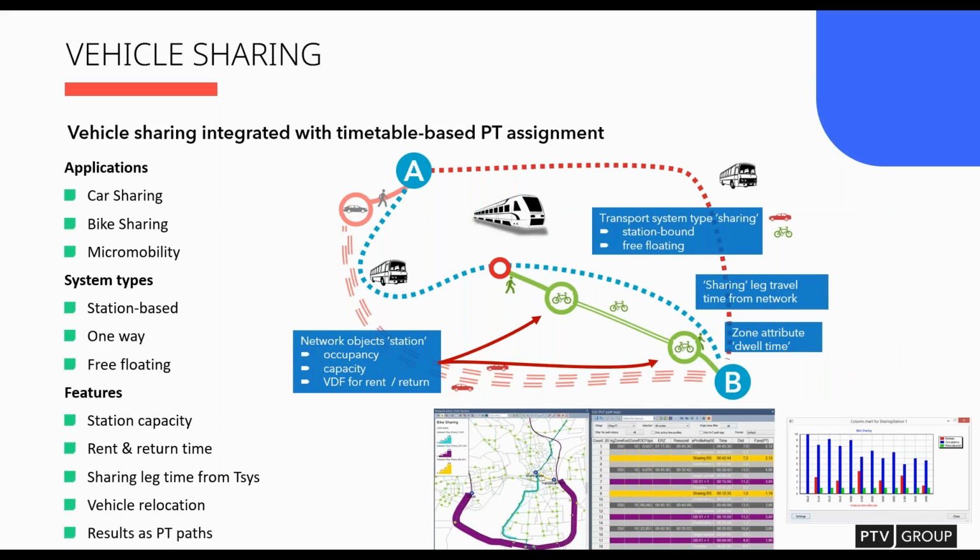Vehicle sharing as well. There's a vehicle sharing example, so you can look at things like car sharing, bike sharing, micromobility, things like scooters. There's a variety of options for what types of systems those are, whether they're one-way station-based or just floating. And look at all those things like capacity, rent and return time, vehicle relocation as well.